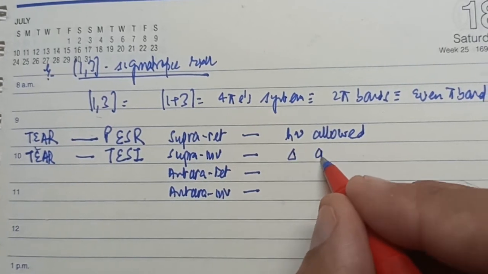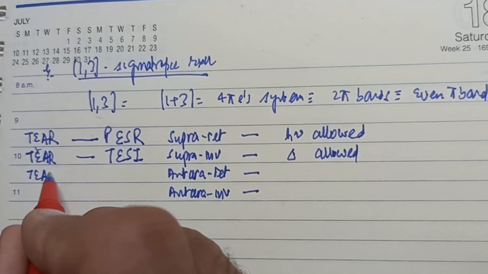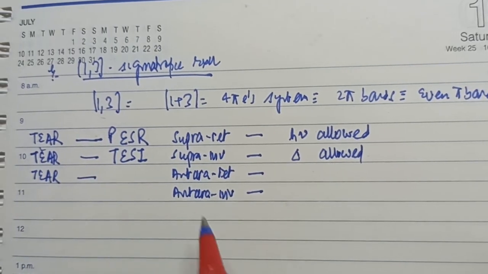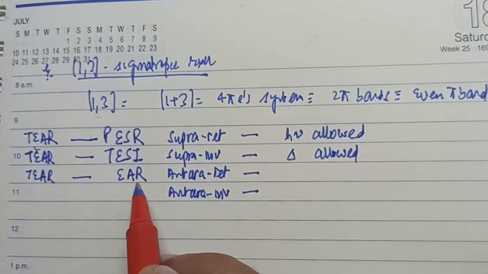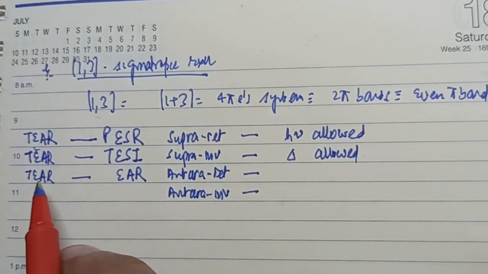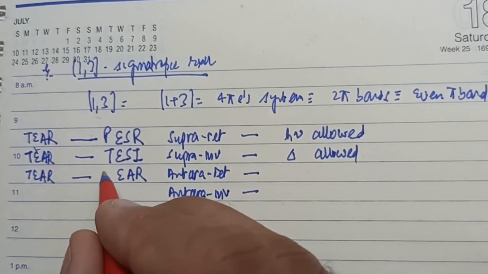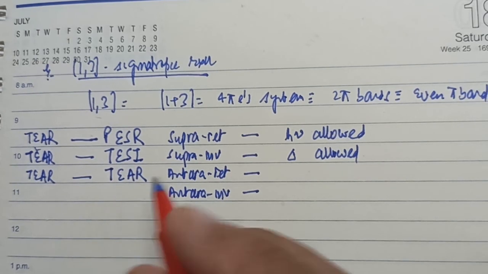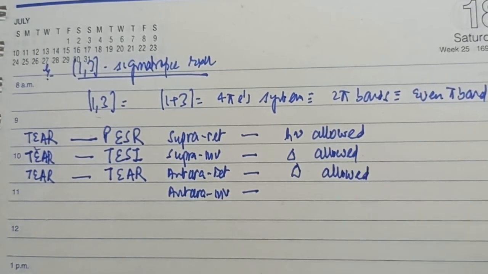This process is thermally allowed. Okay, use it for the other one, TEAR. Antara retention, even Antara retention. Antara retention is same. We've not changed it. Even is even, so I cannot change anything, the formula would remain the same. Therefore, this formula is thermally allowed only because this formula is directly applicable here.